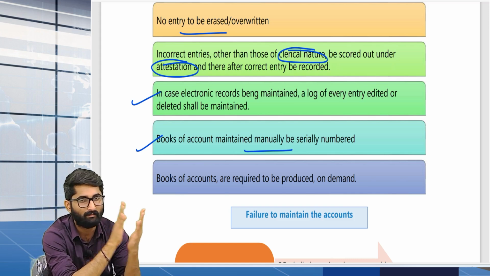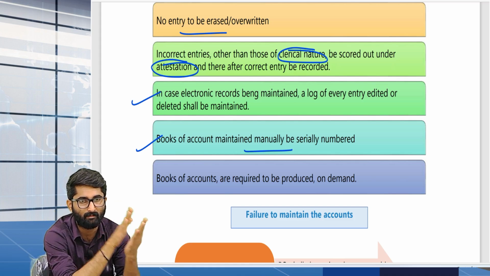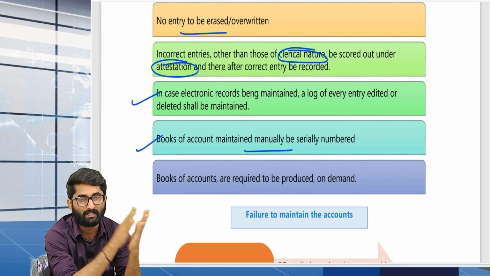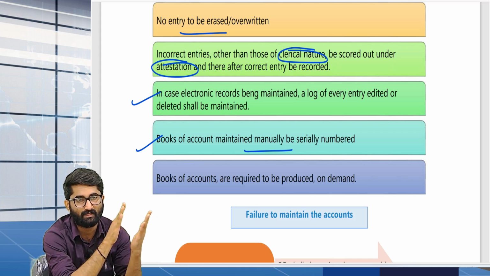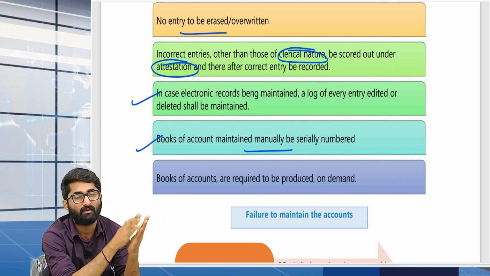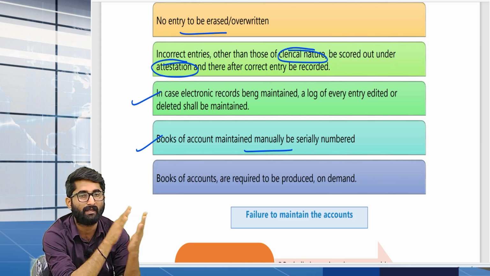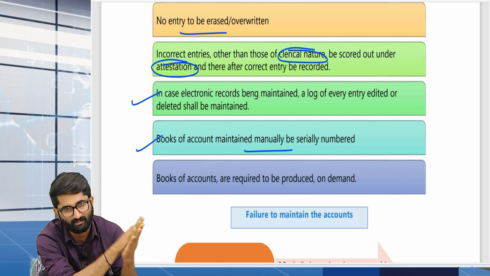If you see the front side of the bill book, the numbers will be written: bill book number 1, 2, 3, 4. Same way, passbook number 1, 2, 3, 4. Sales book, ledger number 1, subsidiary book ledger number 1, 2, 3, 4, journal number 1, 2, 3, 4.